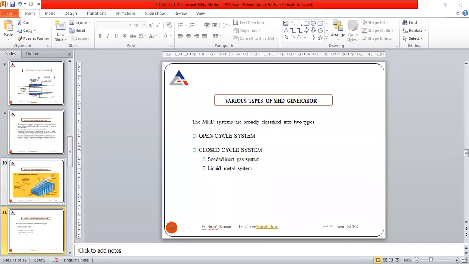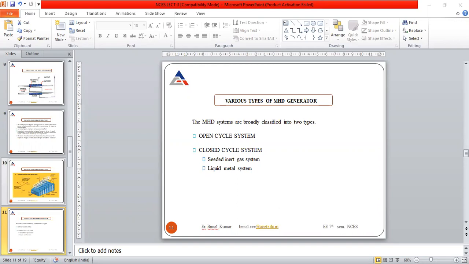Next is types of the MHD generator. MHD generators are of two types. One is open cycle system, second is closed cycle system. And closed cycle system will be further categorized into two parts. One is seeded inert gas system and second is liquid metal system.